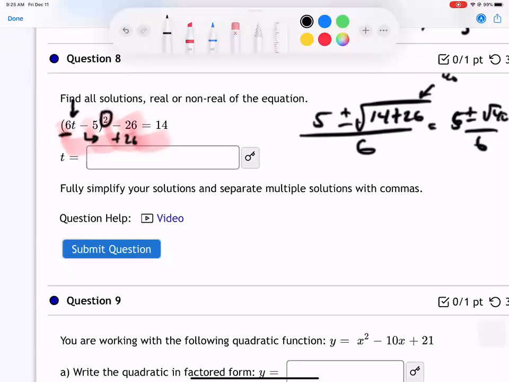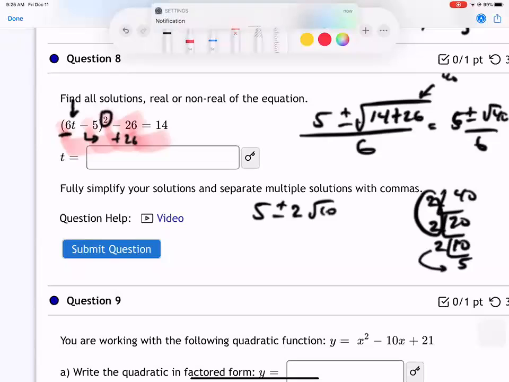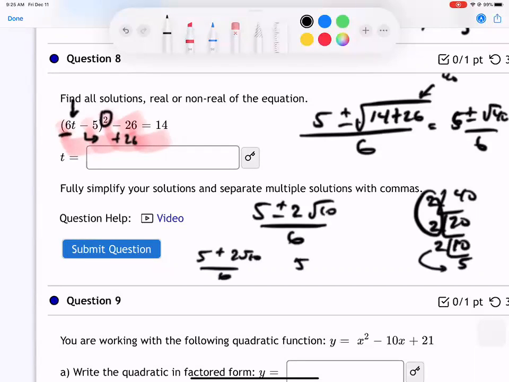So you have to do the square root. Make sure you do show the work. 40 is 2 times 20, and 20 divided by 2 is 10, and 10 divided by 2 is 5. We do have a pair of 2's. 5 plus and minus 2 square root of the leftover 5 and 2, which become 10, all over 6. You cannot reduce this. So on the test, I think they're going to ask you for 5 plus 2 square root of 10 over 6, and 5 minus 2 square root of 10 over 6.